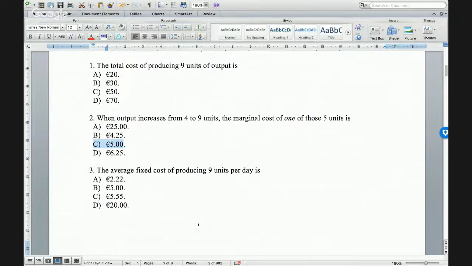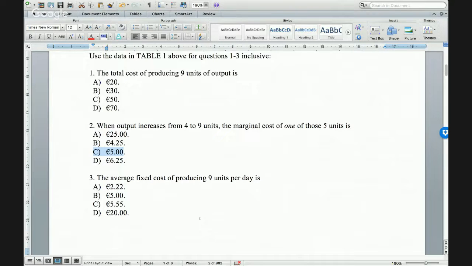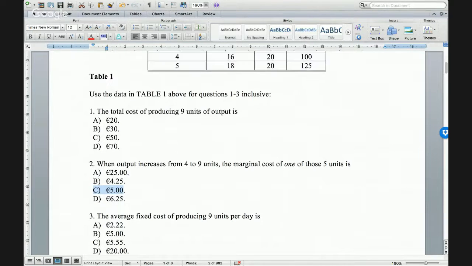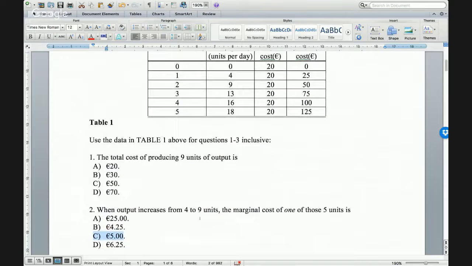Okay, question 6. Or sorry, question 3. The average fixed cost of producing 9 units per day. Okay, so what we have is, let's go back. The average fixed cost of producing 9 units per day. So 9 units per day is here. And we want to get the average fixed cost.